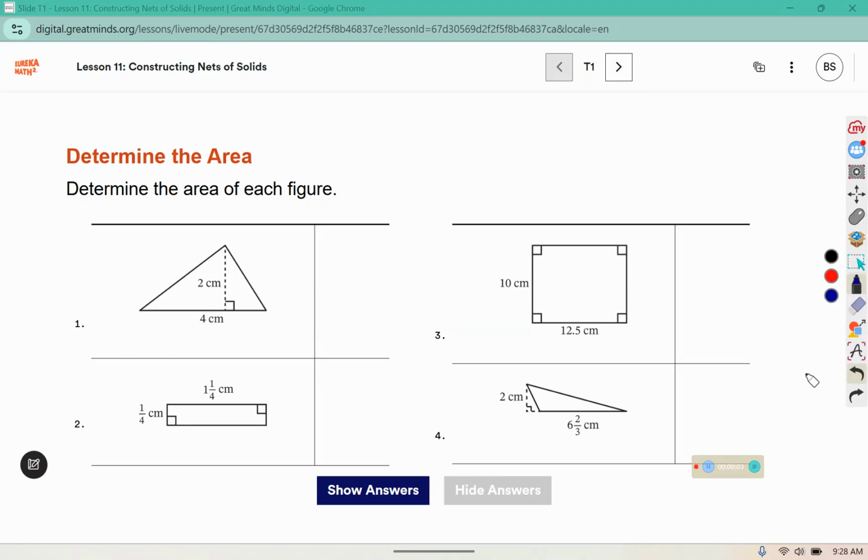Determine the area of each figure. We're going to start with problem 4. This is a triangle, so the area of a triangle is 1/2 base times height.